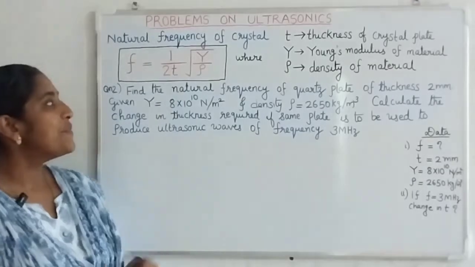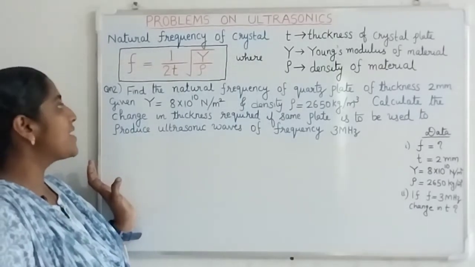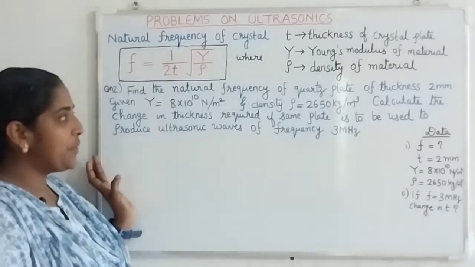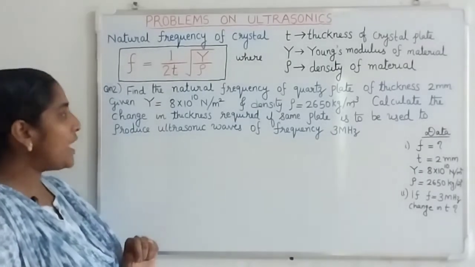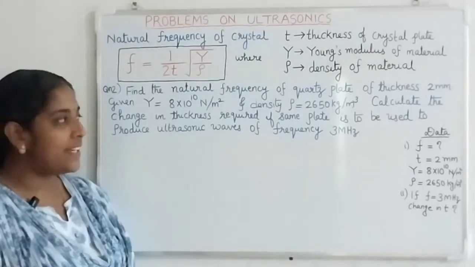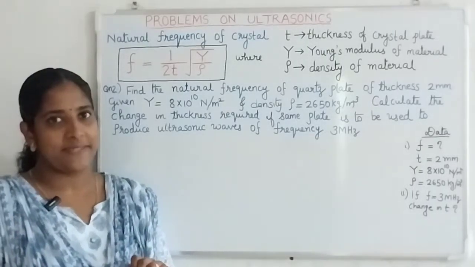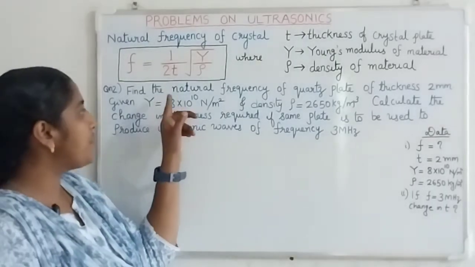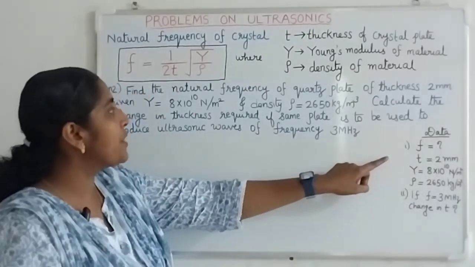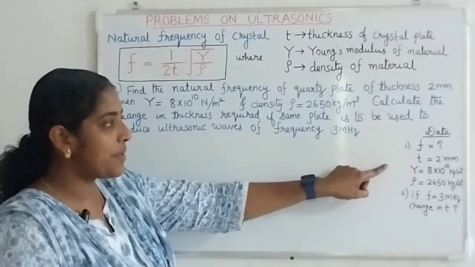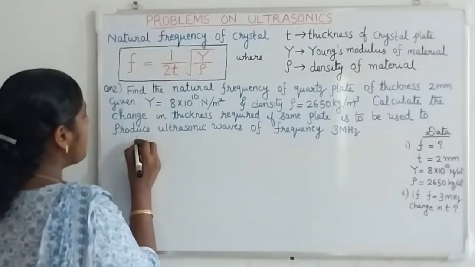See the second question. Find the natural frequency of a quartz plate of thickness 2 millimeter. Given Young's modulus equal to 8 into 10 raised to 10 newton per meter square and density equal to 2650 kilogram per meter cube. Calculate the change in thickness required if the same plate is to be used to produce ultrasonic waves of frequency 3 megahertz. So the given data is, we have to find the natural frequency if the thickness is 2 millimeter. The Young's modulus is 8 into 10 raised to 10 newton per meter square and density is 2650 kilogram per meter cube. So what is the natural frequency?